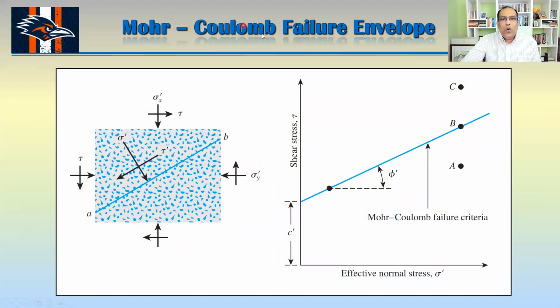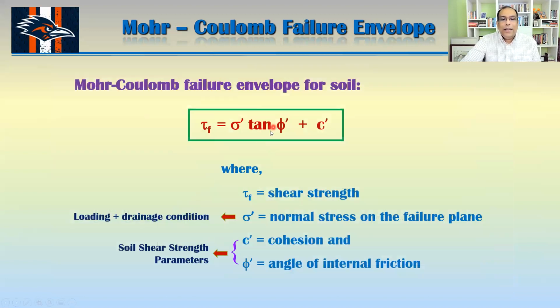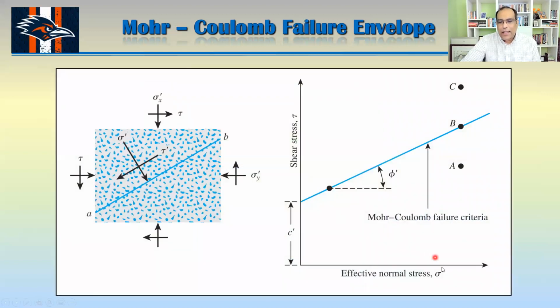So that's your Mohr Coulomb failure envelope. If you draw that equation here, let's say this is your x-axis and this is your y-axis, then you can see this one is like this. Okay, so your shear stress, y equals mx plus c. So m equals tan phi. So sigma tan phi plus c prime, that's basically your y.